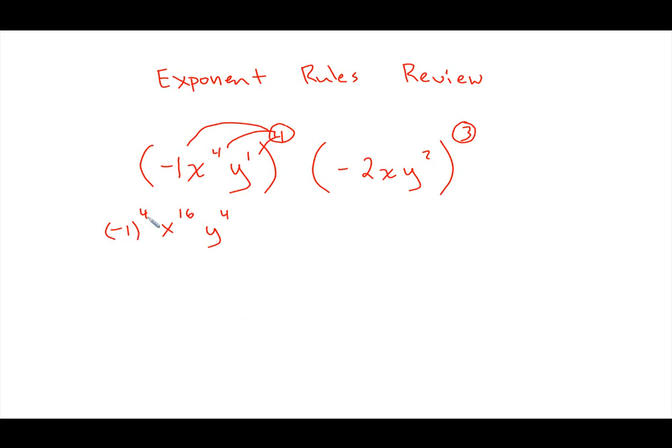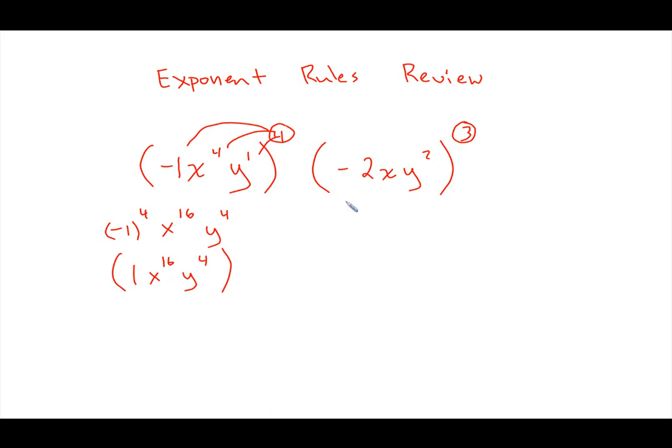So negative 1 to the 4th power. If you remember our rule, if we have a negative base and an even exponent, this value will be positive, right? And 1 to any power is just going to be 1, so we get positive 1 here. So we get positive 1, x to the 16th, y to the 4th, right? Over here, we're going to work this out over here.